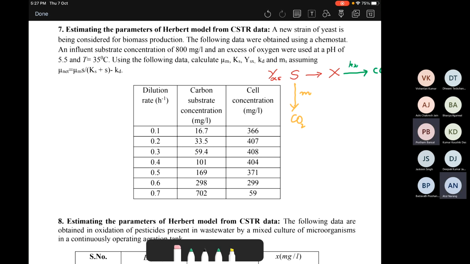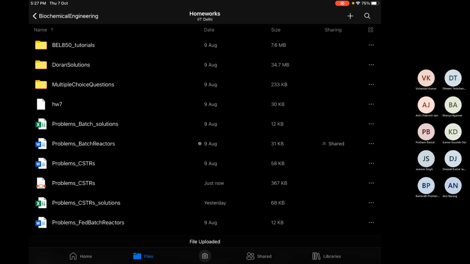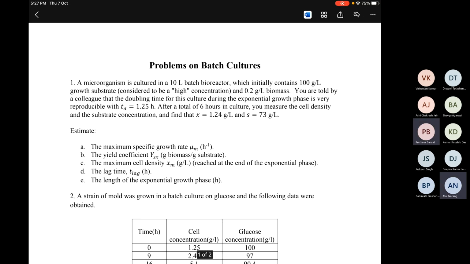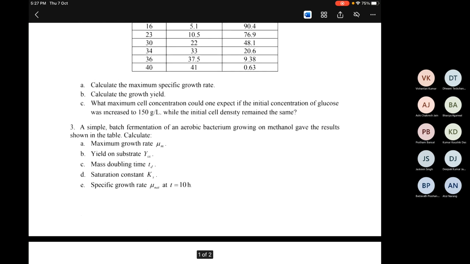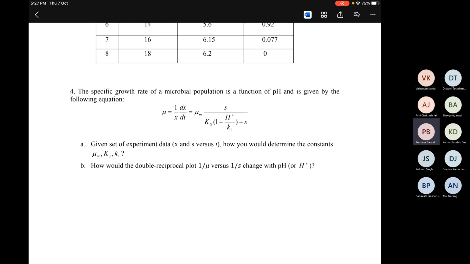I had a question. Can you go to the problem sheet on the batch reactors? Question number 4. In this, data for only X and S versus T is given. So for estimating Ks and K1 individually, it is not possible unless we know some relation for H plus. We can estimate the product of Ks into 1 plus H plus upon K1, but to estimate them individually, we'll need some relation for H plus, probably at the beginning or end of the reaction.